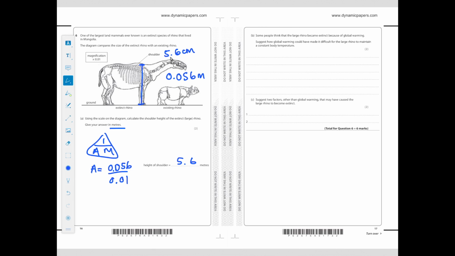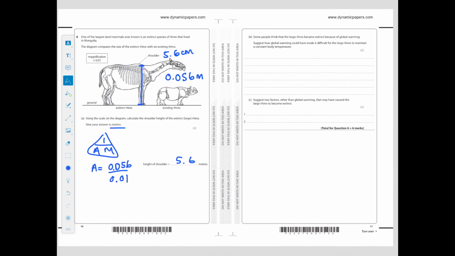B. Some people think that the large rhino became extinct because of global warming. Suggest how global warming could have made it difficult for the large rhino to maintain a constant body temperature. Now, if you have global warming, it means that that rhino is going to suffer, because as you can see from its size, it has a very small surface area to volume ratio, and that means that it won't be able to cool itself down as readily.